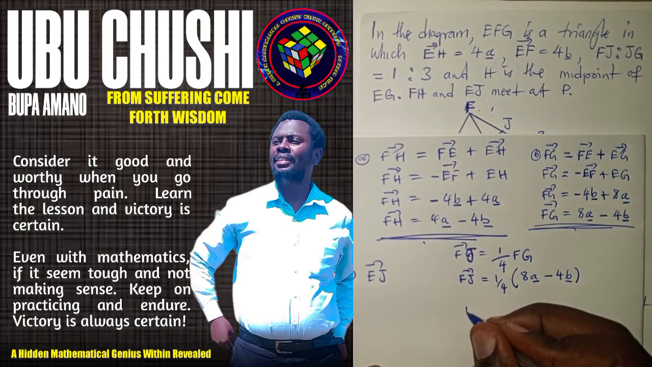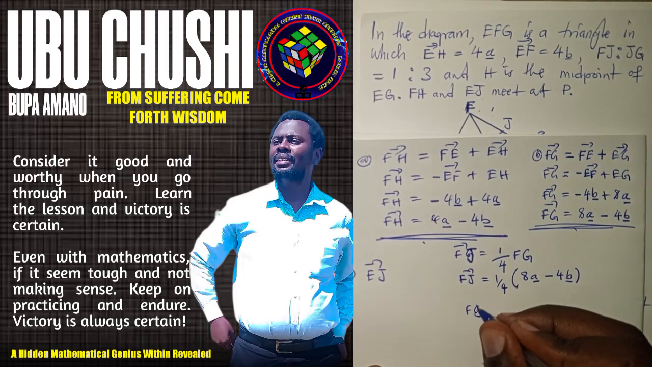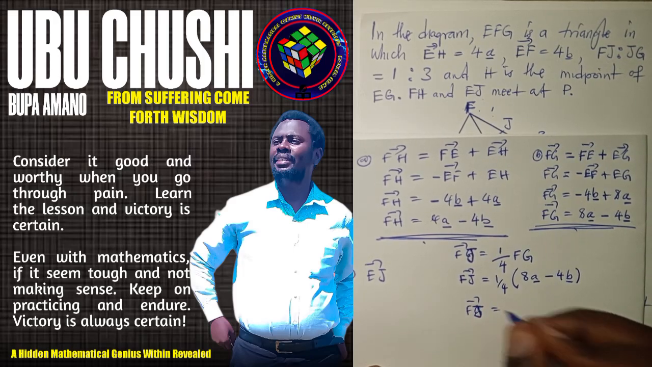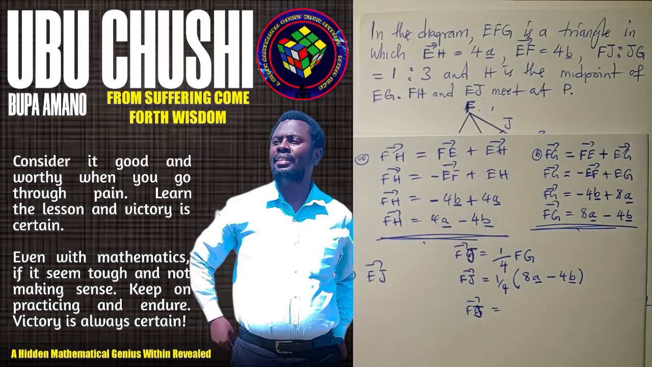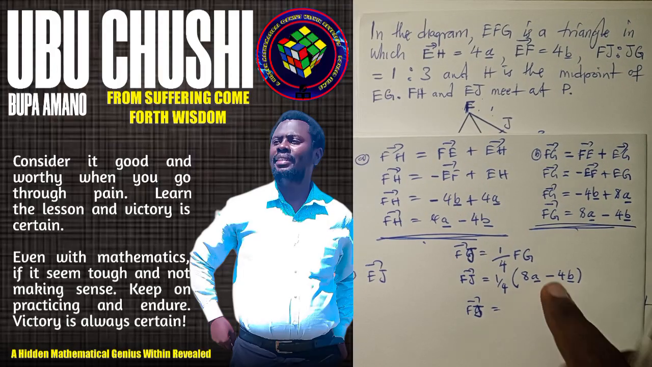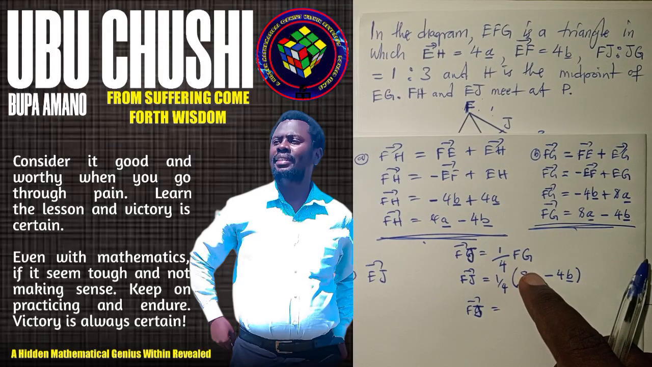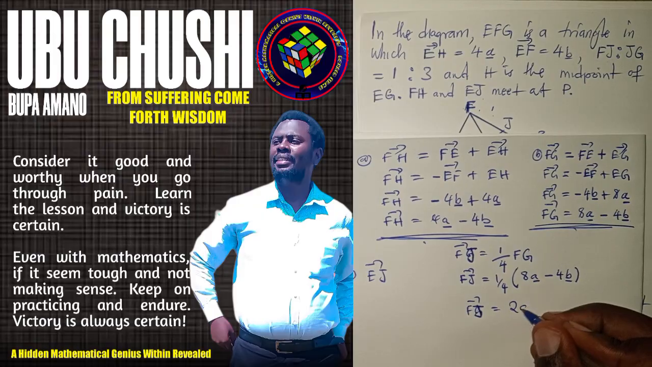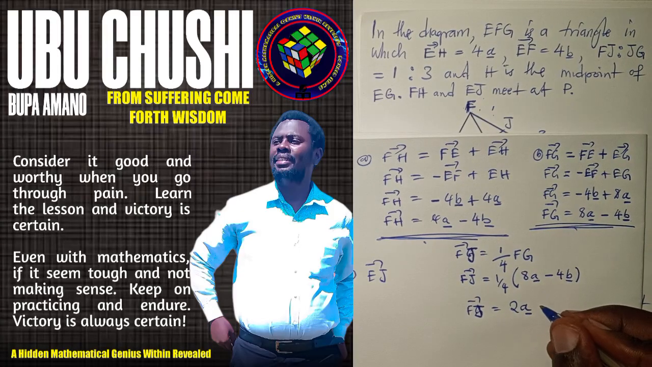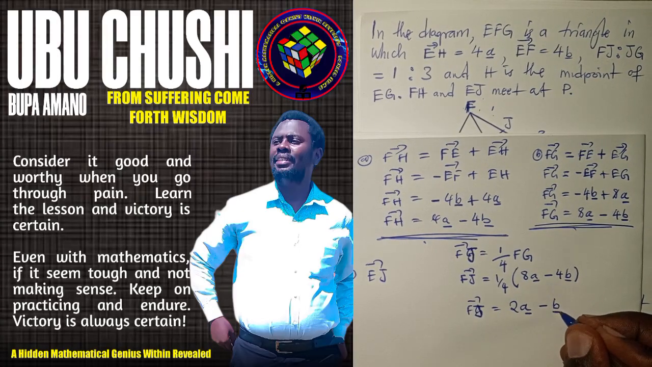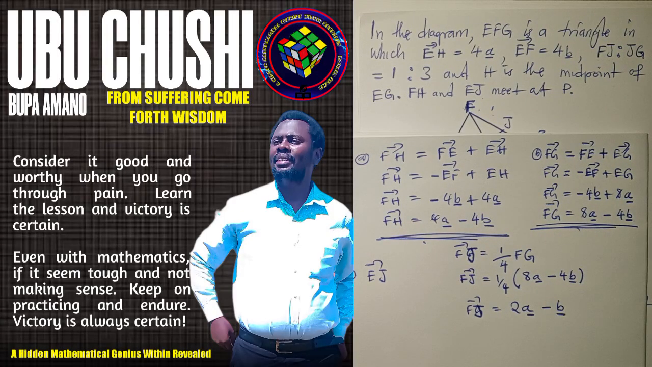Okay, so FJ is equal to, so this 1 over 4 you multiply through the brackets there. So it will be 1 over 4 multiplied by 8 vector A, you get 4 in 8 is 2. So you have 2 vector A, and 4 in 4 is 1. So 2 vector A minus vector B.